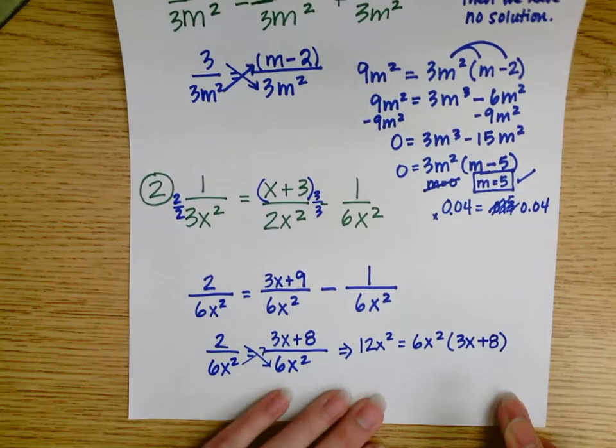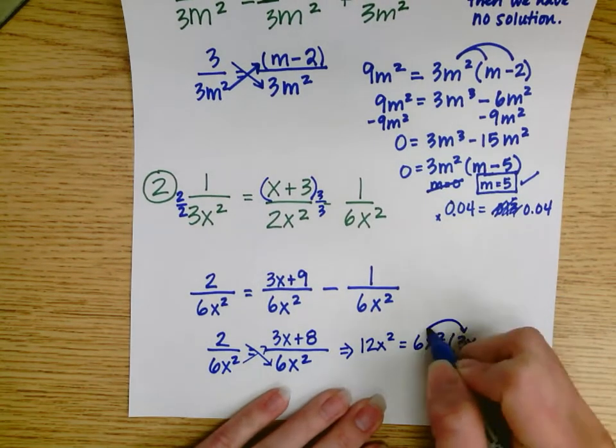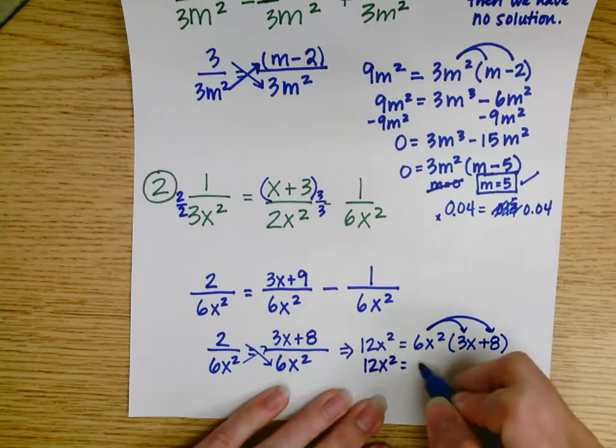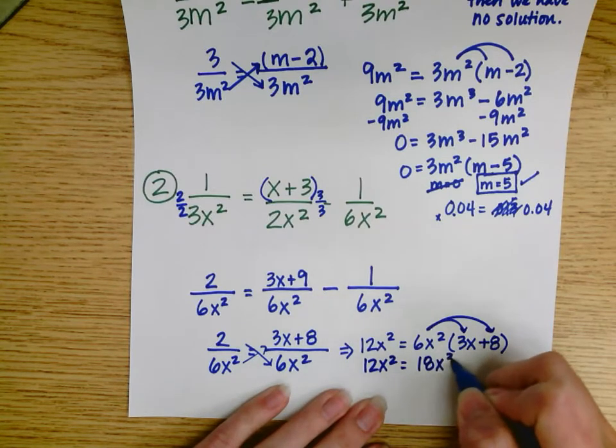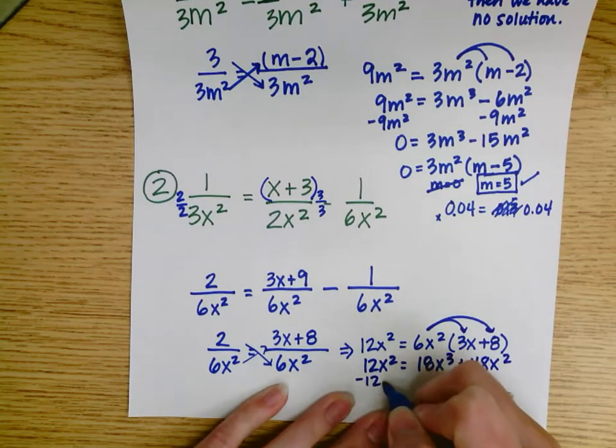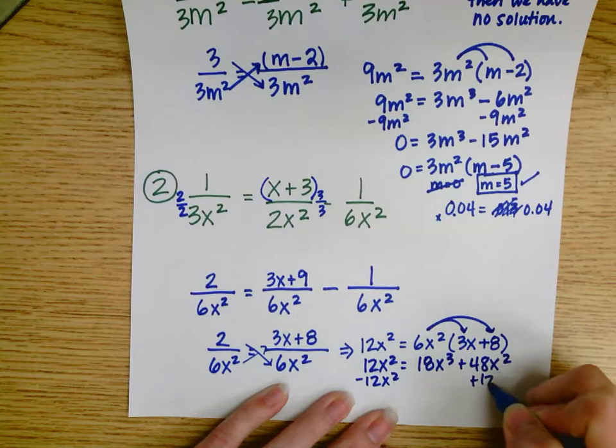And then I can distribute. So I get 18x cubed plus 48x squared. And I'm going to subtract 12x squared.